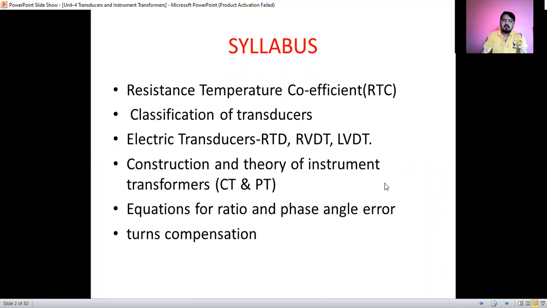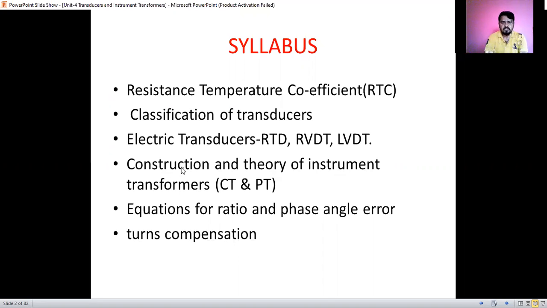Next, the definition of transducers and the classifications of transducers we are going to discuss. There are so many mechanical transducers, active transducers, inverse transducers and passive transducers. In that, we are going to concentrate only on the electrical transducers, that is, resistance temperature detector, resistance variable differential transformer, and linear variable differential transformer. These are called RTD, RVDT, LVDT. These three devices we are going to discuss here.